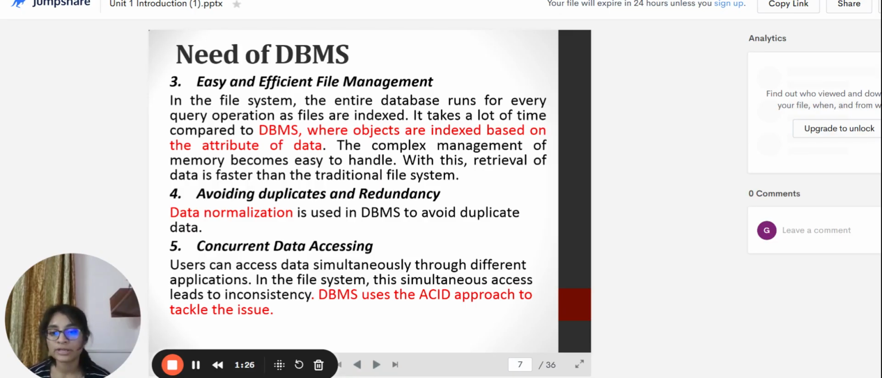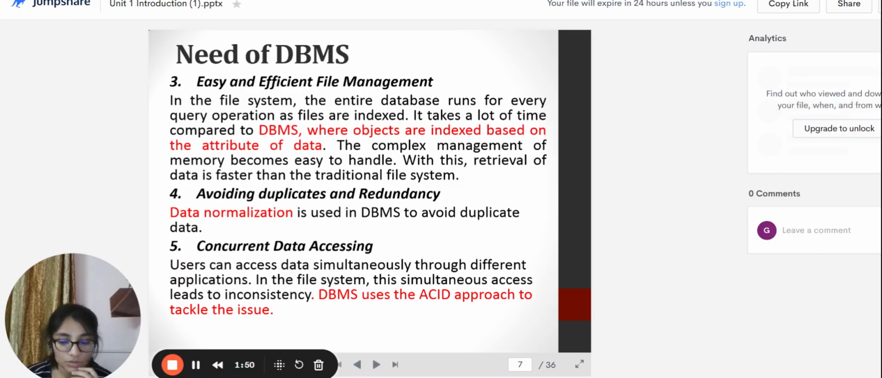Fourth point is avoiding duplicates and redundancy. Data normalization is used in DBMS to avoid duplicate data. Fifth is concurrent data accessing. Users can access data simultaneously through different applications in the file system. This simultaneous access leads to inconsistency. DBMS uses the ACID approach to tackle the issue.